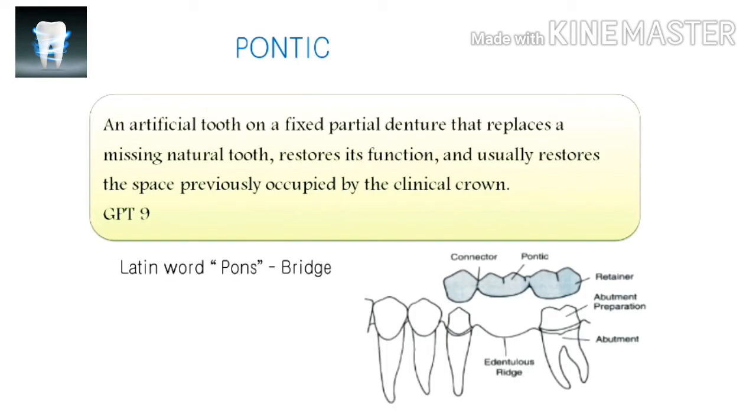Pontics and connectors in fixed partial denture. Pontic is derived from the Latin word pons, meaning bridge. Pontic is an artificial tooth on a fixed partial denture that replaces a missing natural tooth, restores its function, and usually restores the space previously occupied by the clinical crown.